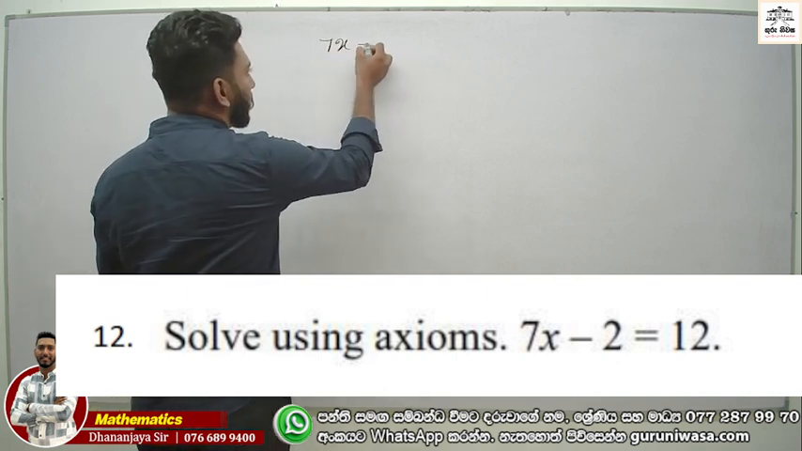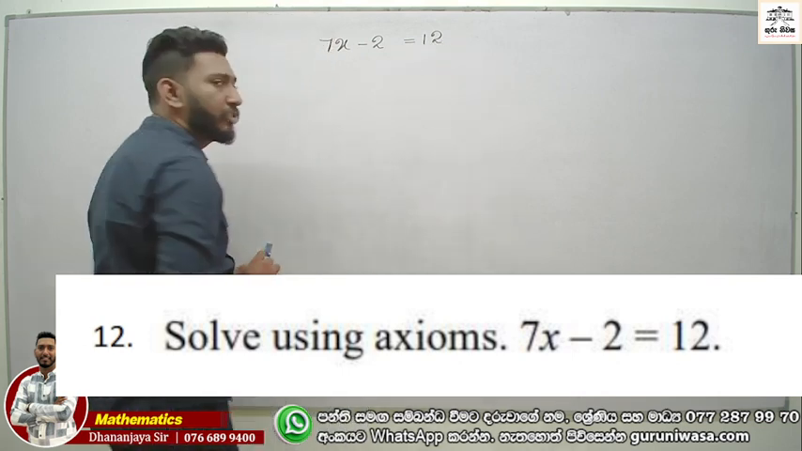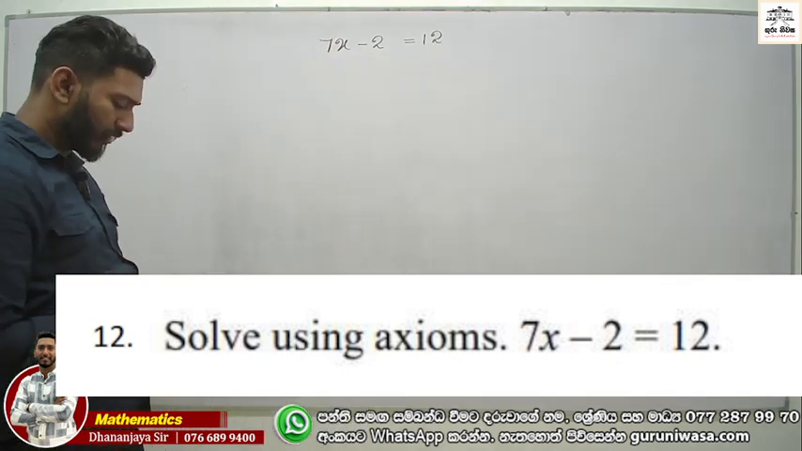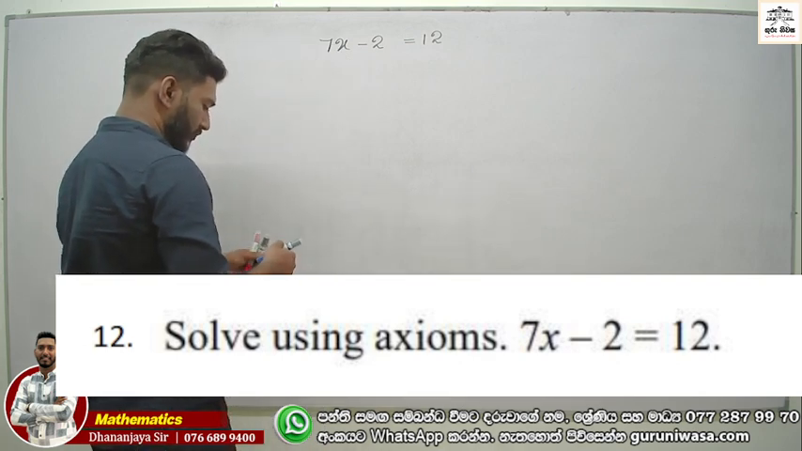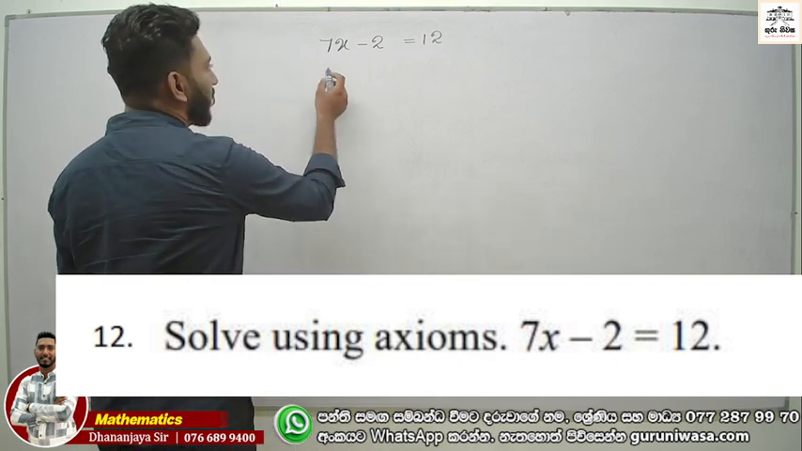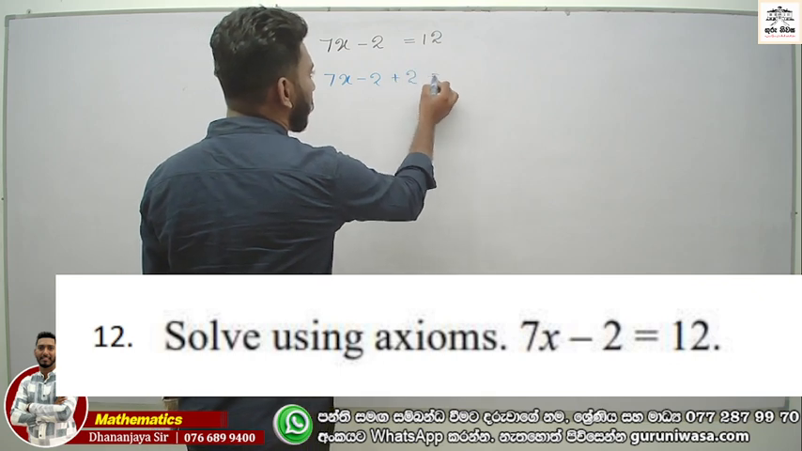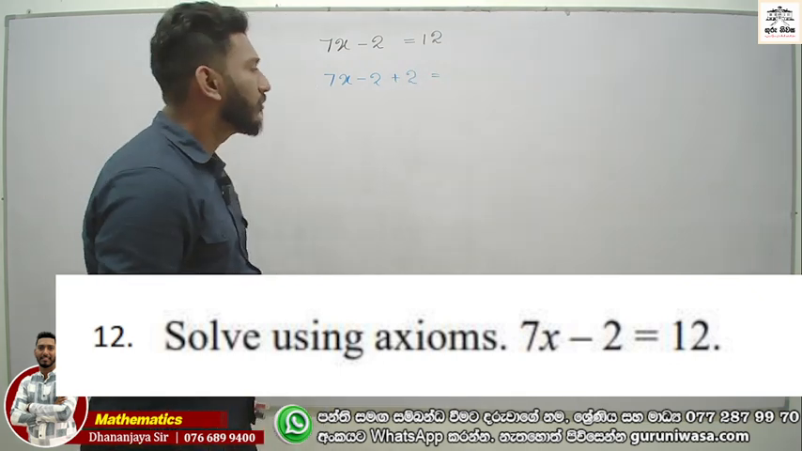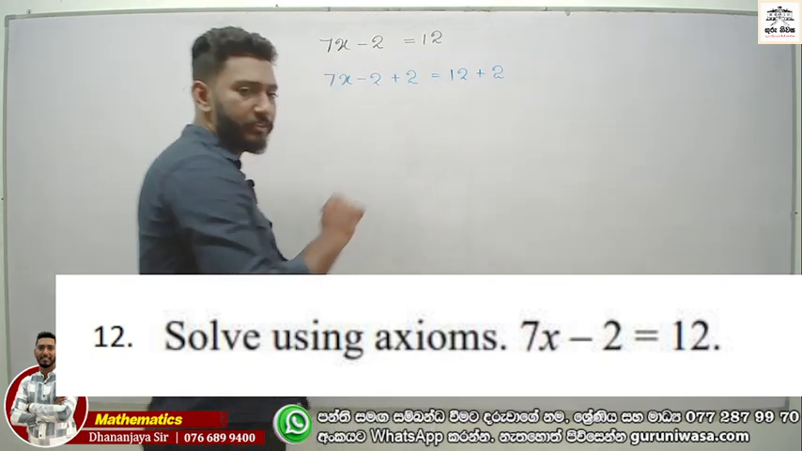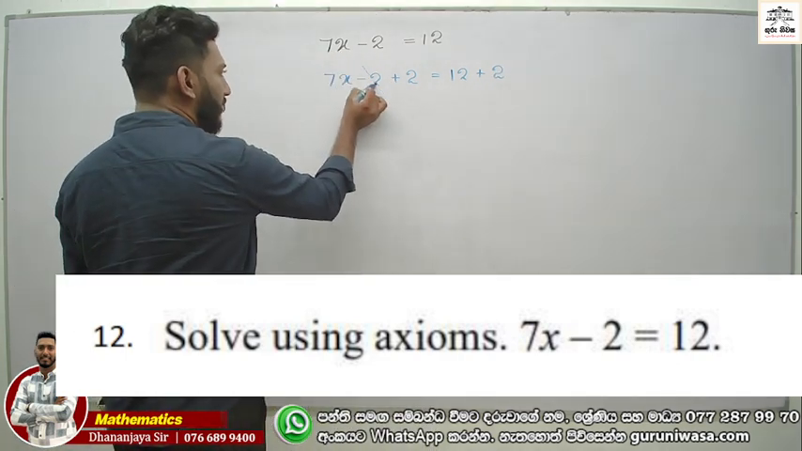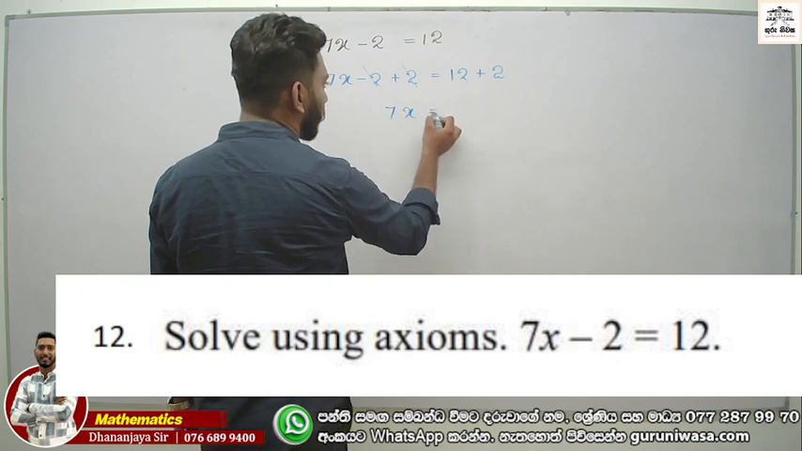7x minus 2 equals 12. Axioms use කරන්න පුළුවන්. Right? We can apply the second axiom. What's that? For 7x minus 2, you can add the same quantity to both sides. I'm going to add 2 to both sides. Now plus 2 and minus 2 eliminate. Now the answer becomes 7x equals 14.